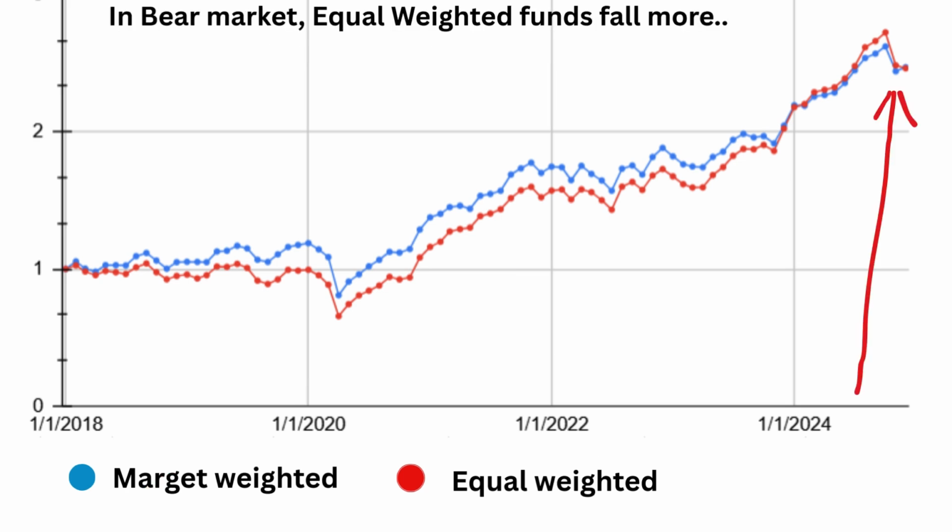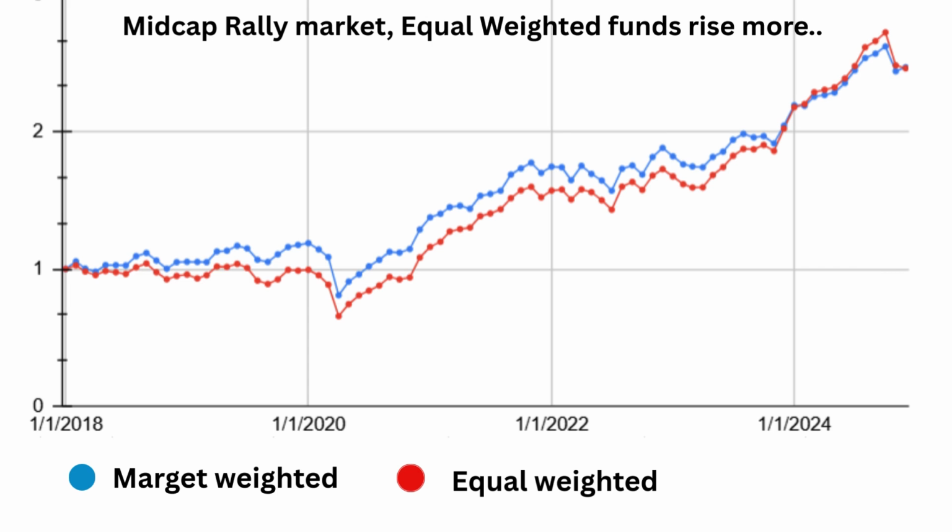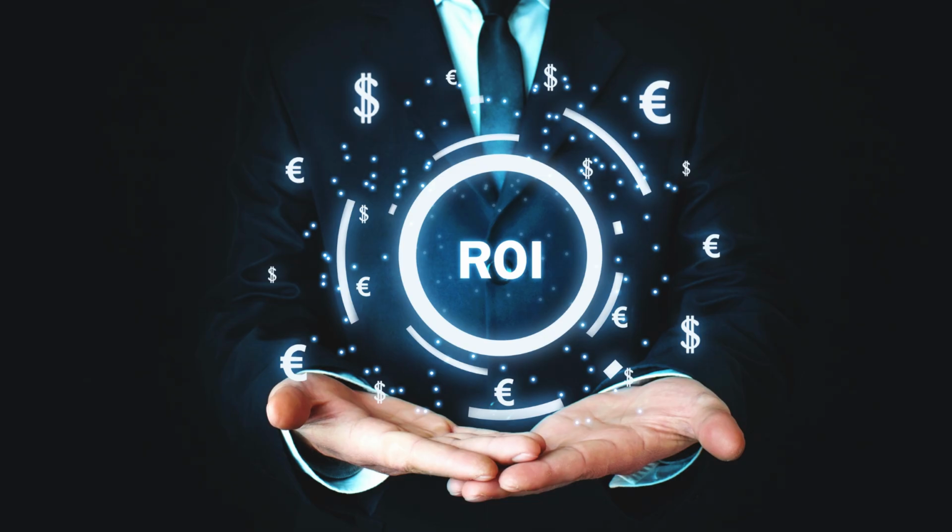Look at how the equal weighted fund is performing in the bear market. Specifically, look at March 2020, the COVID fall, and November 2024. Both times, equal weighted crashed significantly more than market weighted. So we can see again that equal weighted caught up with market weighted during the mid cap small cap rally of 2023-24. Now that you understand the trend, let us look at the returns in a bit more detail.